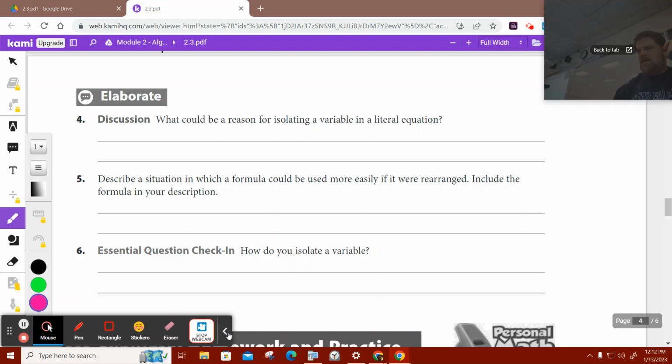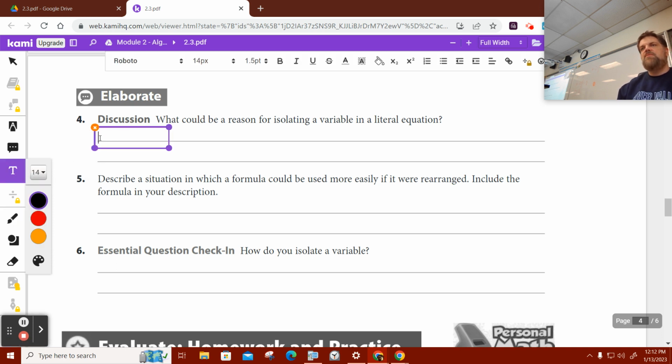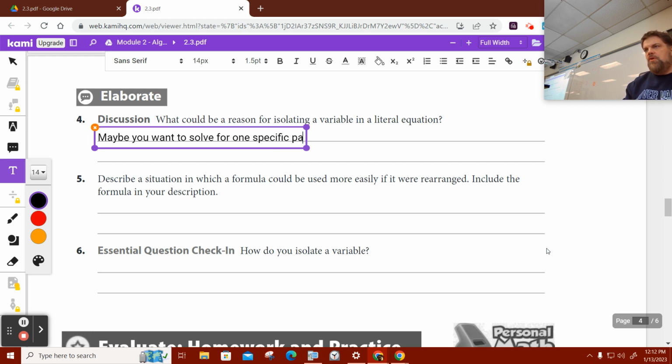All right, so let's continue to do some of these problems. For problem number 4, these are like discussion problems. I might even just type these. We'll see. It says discussion. What would be the reason for isolating a variable in a literal equation? I'm going to say maybe you want to solve for one specific parameter.